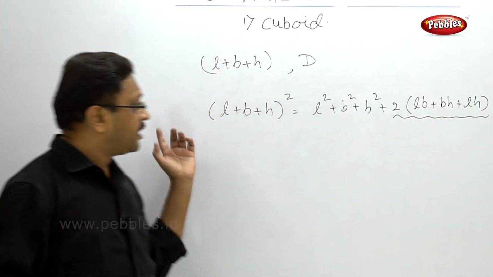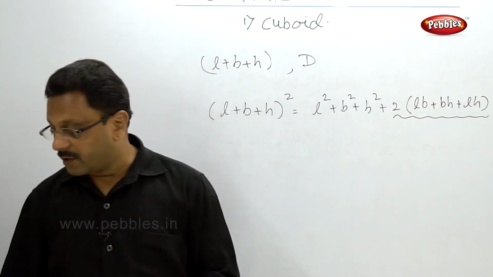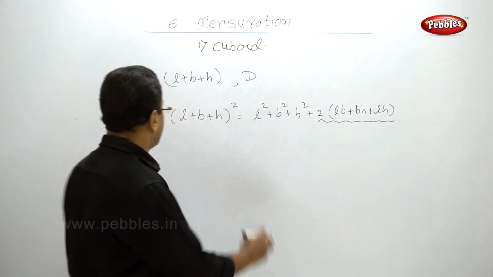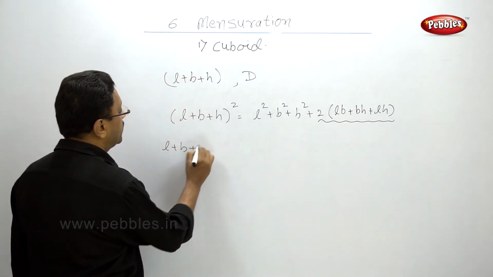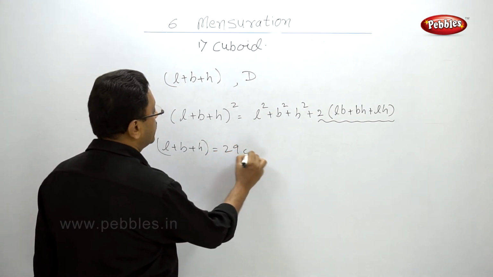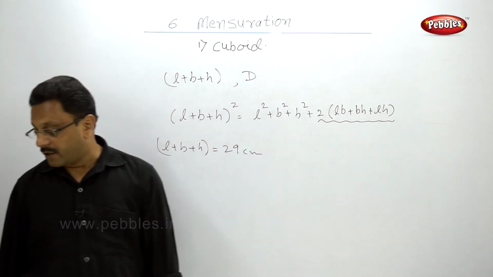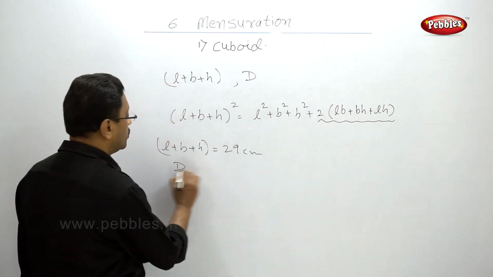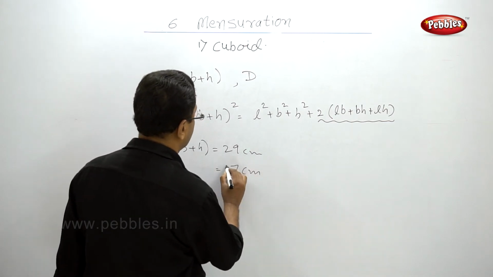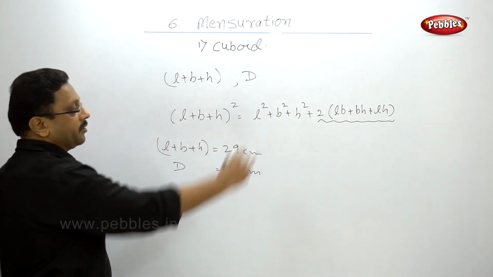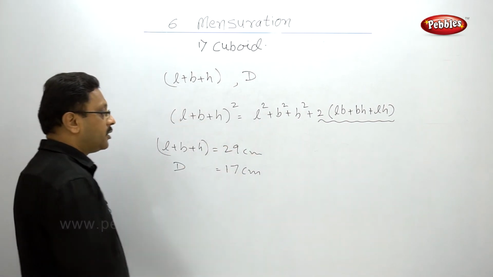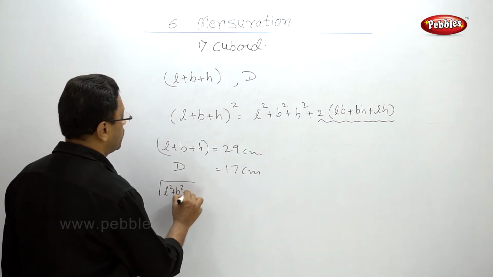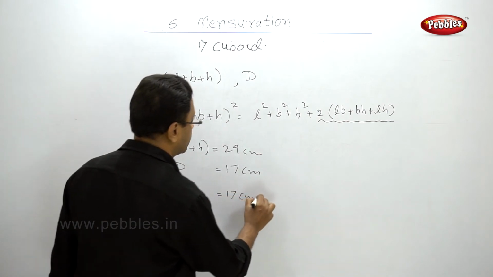Now let us see one example based on this. We are given for a cuboid L plus B plus H is equal to 29 centimeters, and the length of its diagonal is 17 centimeters. Now let us use this formula. We know the diagonal is nothing but under root L square plus B square plus H square, which is equal to 17 centimeters.